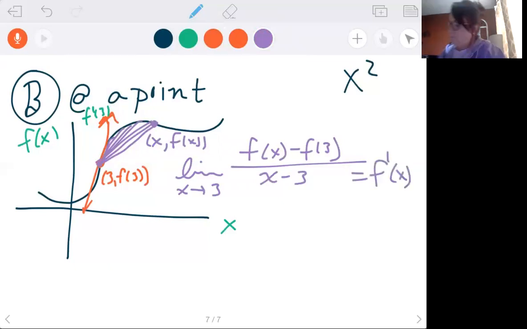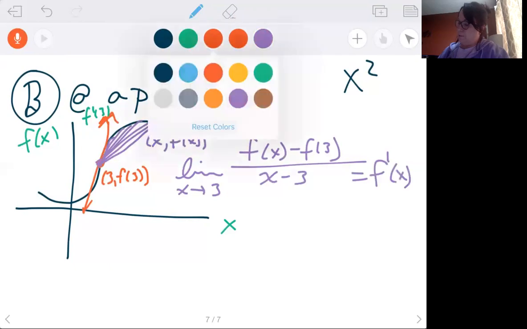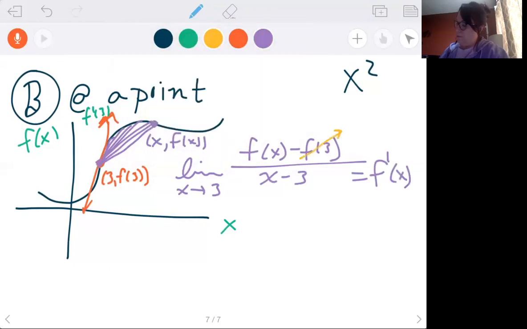Now take a look. If x is 3, I get 0 over 0. If I were to L'Hopital it, I would get 0 over 0, f prime of x over 1 at 3, f prime of 3. So this is formal notation for the derivative at a point.